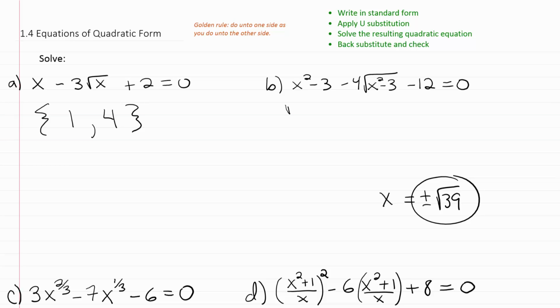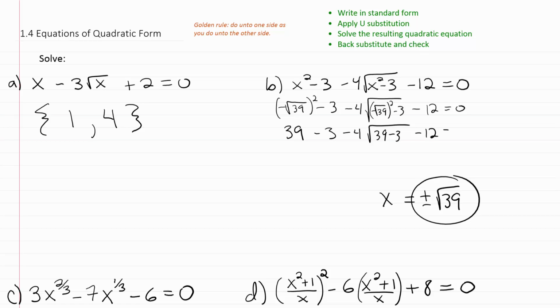If we take the square root or even the negative square root of 39, doesn't matter which one. Remember, squaring is going to make the negative or positive unimportant. So we'll have the square root of 39 with a negative in front of it, squared minus 3 under the radical, and then minus 12 is equal to 0. So when you square that negative square root of 39, you're just going to get 39. And then you'll have negative 3 minus 4 times 39 minus 3 minus 12 is equal to 0.